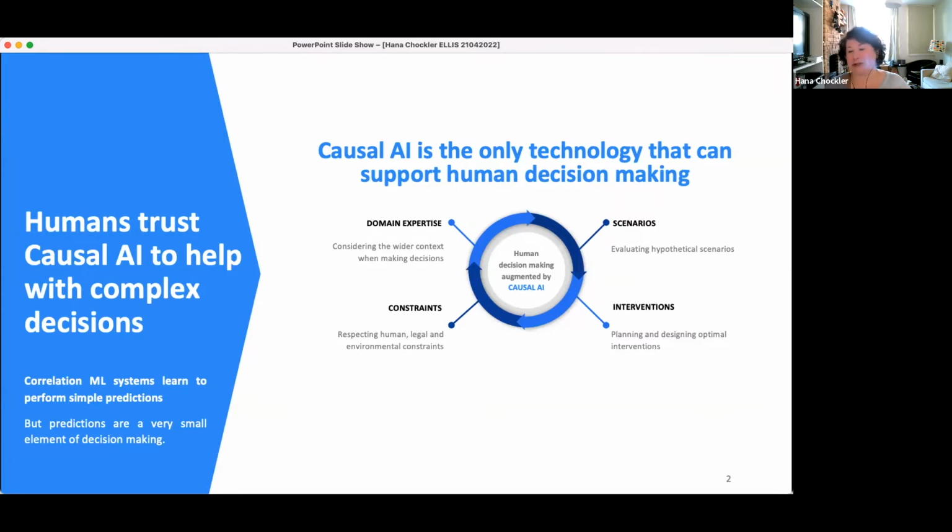We evaluate hypothetical scenarios, providing predictions, which are very important for making decisions. And all this is done by taking into account constraints. So for example, all of our customers are businesses, so they naturally have business constraints. Of course, there are also legal and environmental constraints as well.